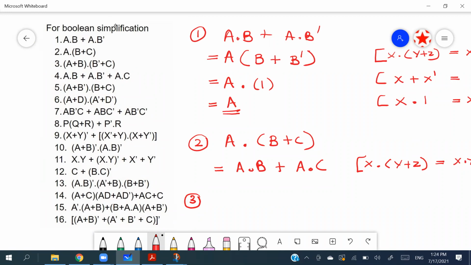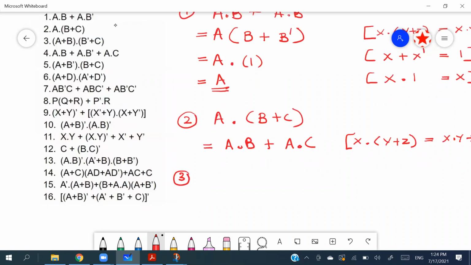All right, I'm giving a try to the third one. So the third one contains A plus B dot B bar plus C, or B dash plus C, right?